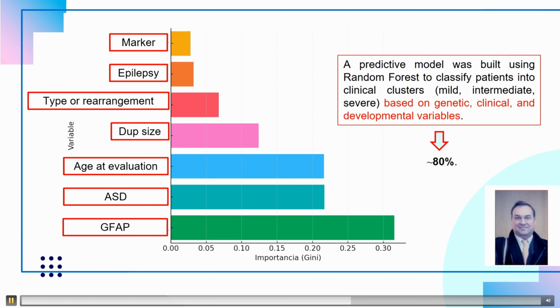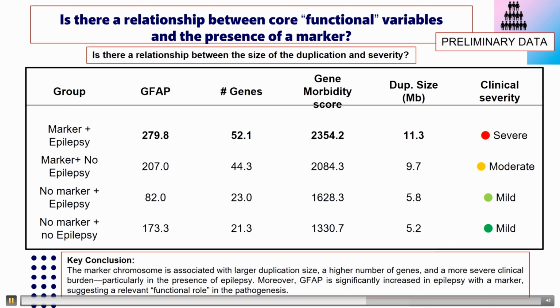With the developmental variables, we explain almost 80% of the cases, where our variable GFAP is the most valuable variable to classify these individuals in the three classes. We also started to ask whether there is any relationship between core functional variables that represent the marker, and whether there is any relationship between the size of the duplication and severity?